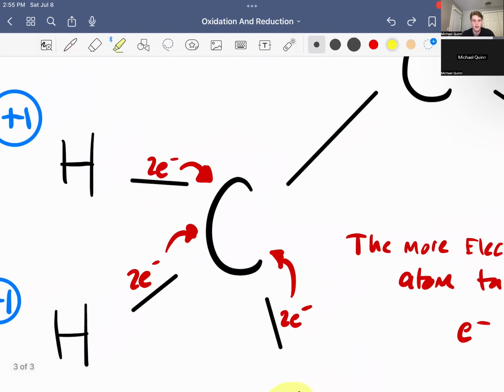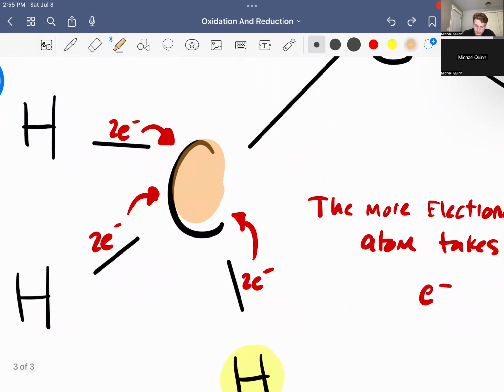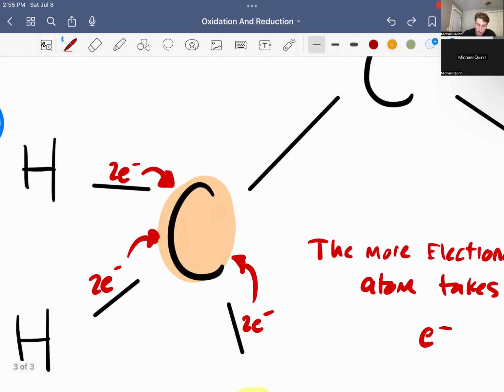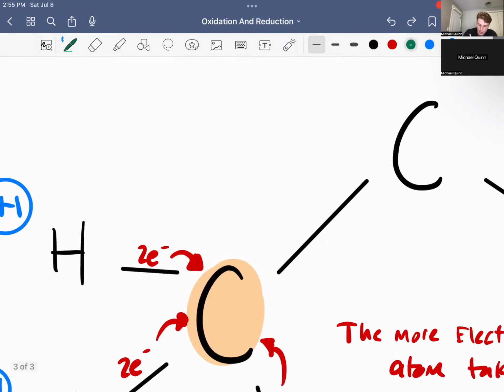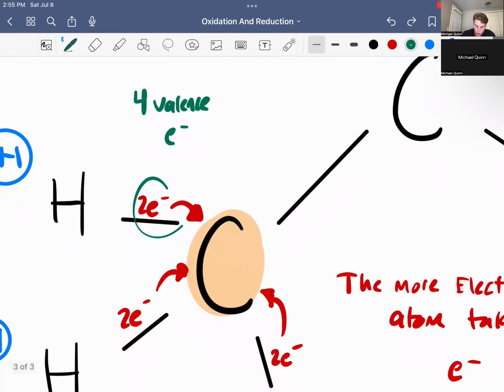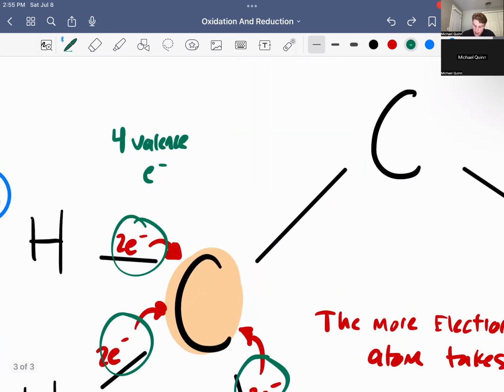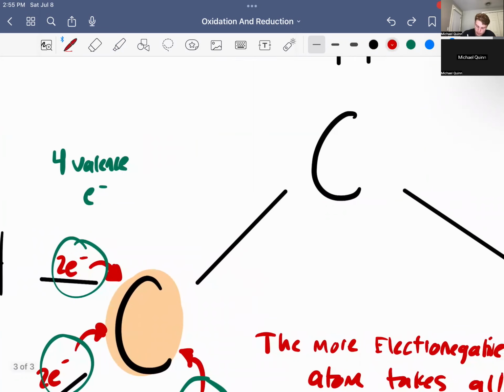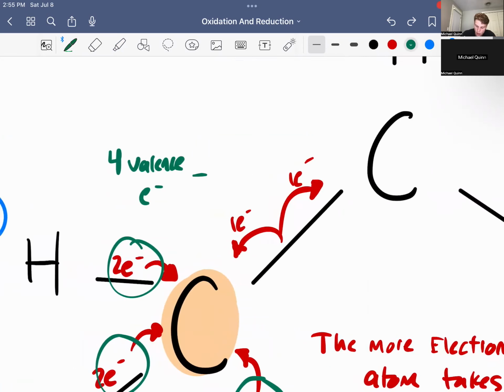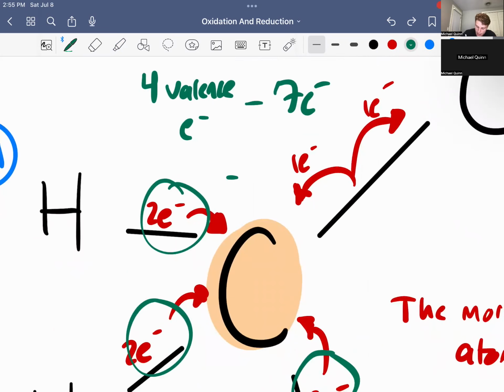So now let's assign the oxidation state for this carbon. Carbon, based on the periodic table, has 4 valence electrons. Now let's see how many electrons it has in this molecule. Well, it has 2, 4, 6. And looking at this carbon-carbon bond, we cannot say that either carbon is more electronegative, so 1 electron will go to each carbon, and we can say that this carbon has a total of 7 electrons for an oxidation state of -3.